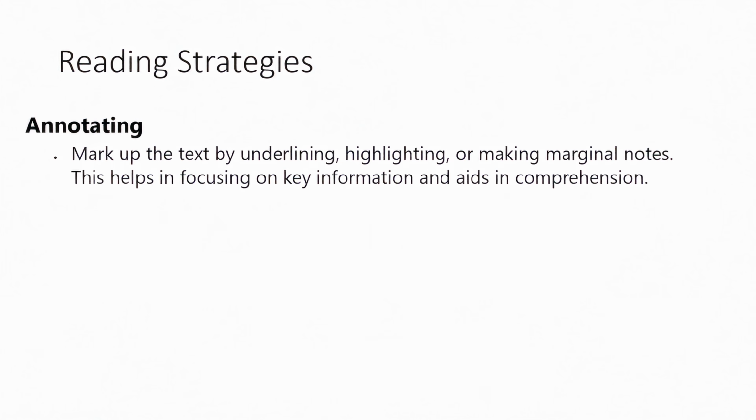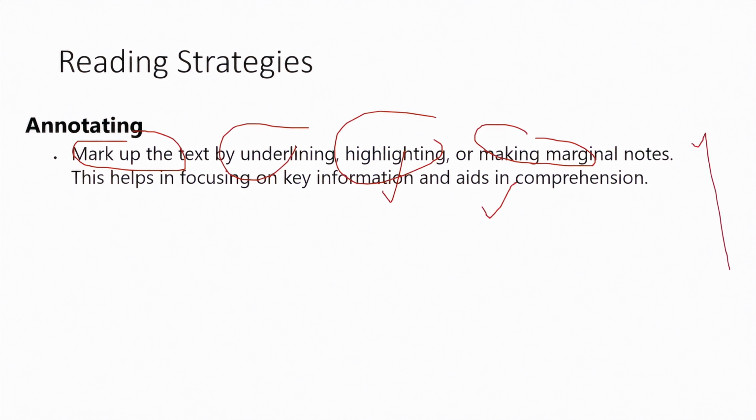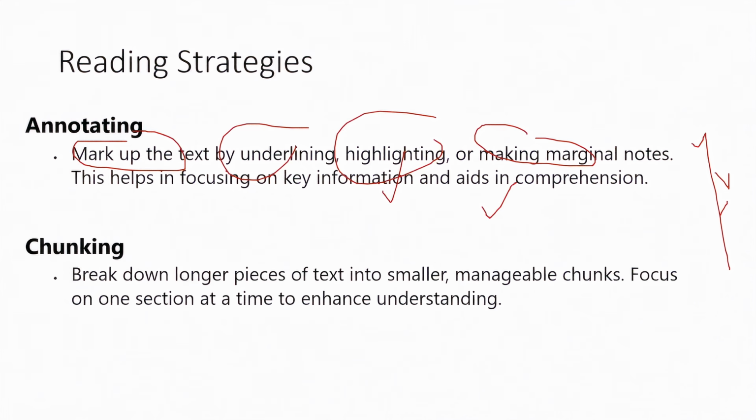Another strategy is annotating. Mark up the text by underlining, highlighting, or making marginal notes. This helps in focusing on key information and aids in comprehension. So this is annotating. You have a highlighter or a ballpen or pencil and highlight the main points, or you may write some important points in the margins to comprehend the information. This strategy is called annotating.